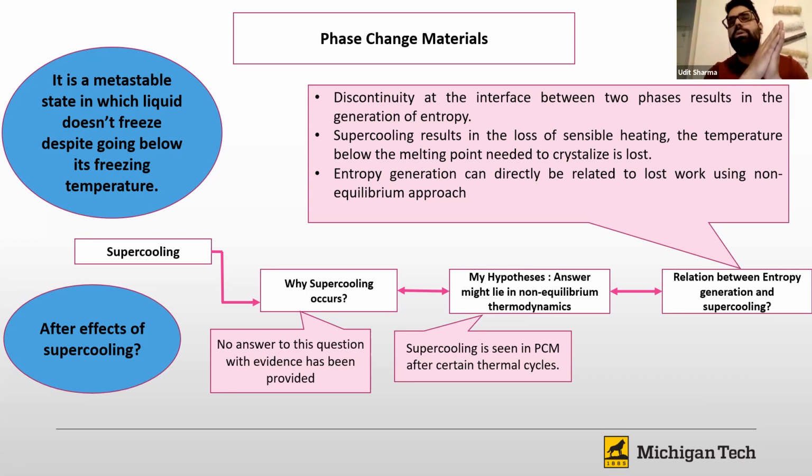I already told you in the previous discussion that you want the material to freeze at 20, but it freezes at 16. So it means you have to extract more energy out of it by 4 degrees Celsius. What happens there? That energy is lost. It is not being used. Still the material will crystallize, but that sensible energy is lost. And I am relating that lost work to the entropy generation.